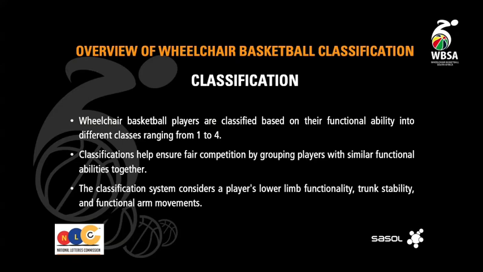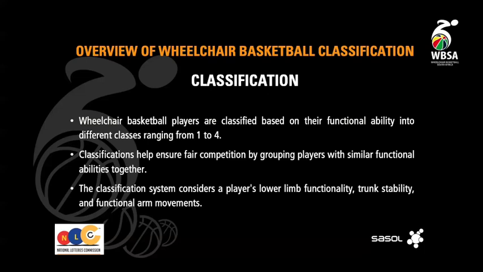Classification helps to ensure fair competition by grouping players with similar function and ability together. So this is a little bit more of why we classify our players. We want to make sure the competition is at a fair level, because if there's 14 points and above on one team and another team has 13 points, there's not going to be any fairness. The classification system considers the player's lower limb functionality, trunk stability, and functionality of arm movement.